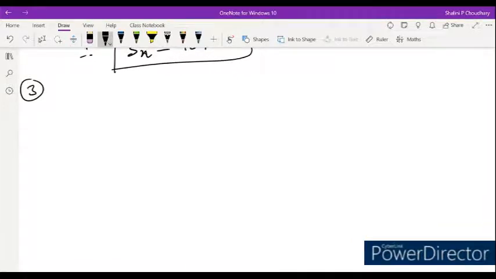What is the question? If in an AP the first term is given. So in an AP the first term is 2, a is equal to 2, and the sum of first 5 terms, that is S5, is equal to 1/4 of the next 5 terms. So 1/4 of the next 5 terms, the next 5 terms means A6 to A10.